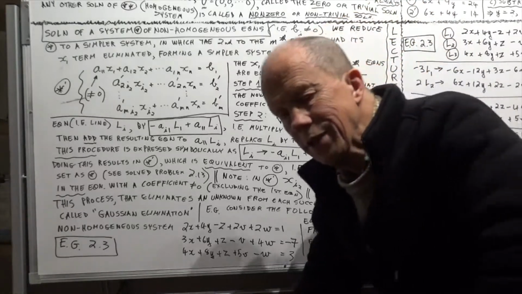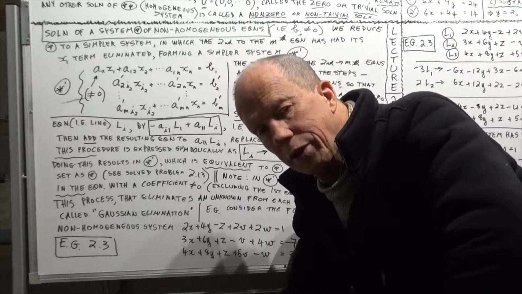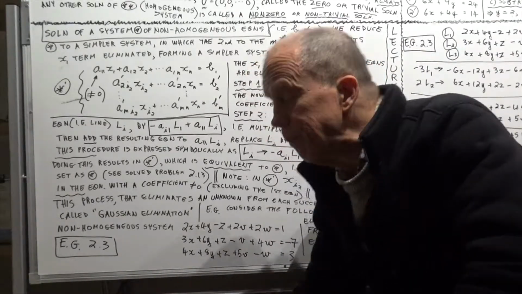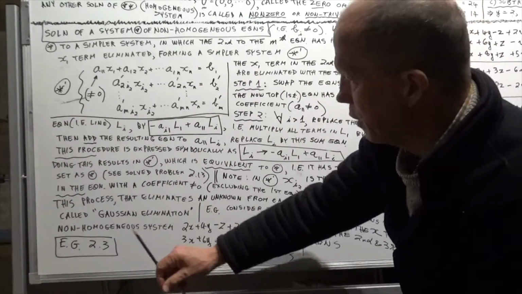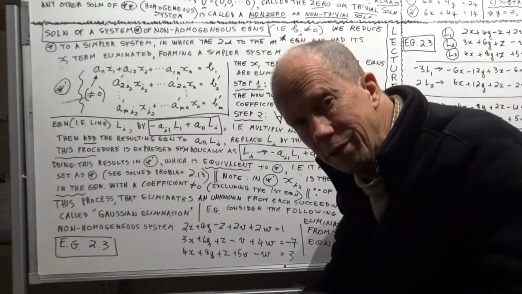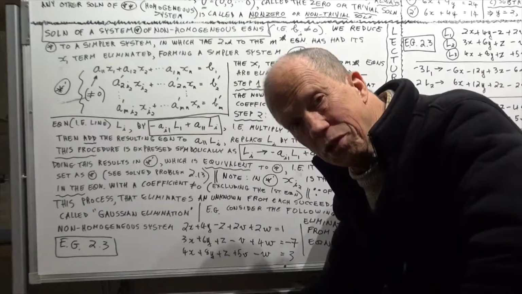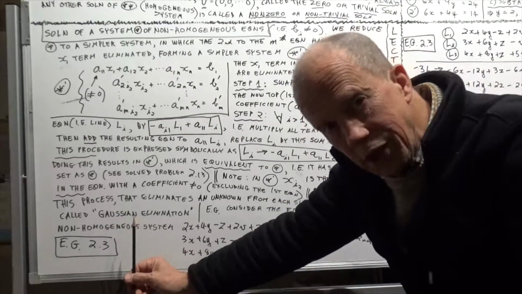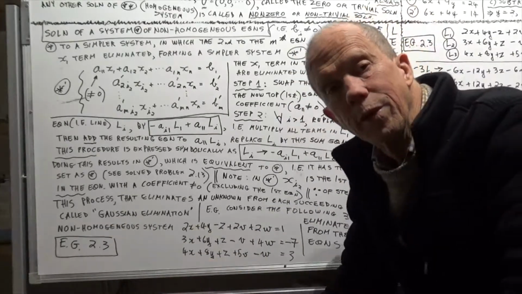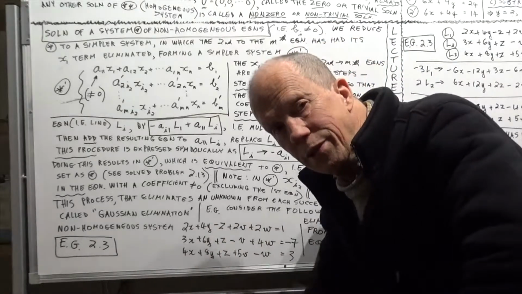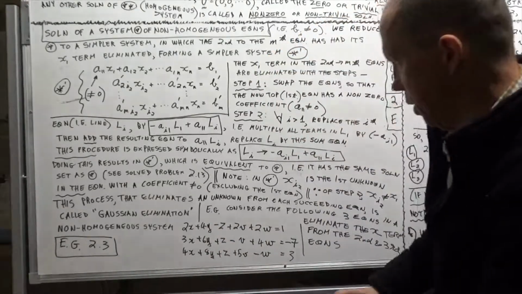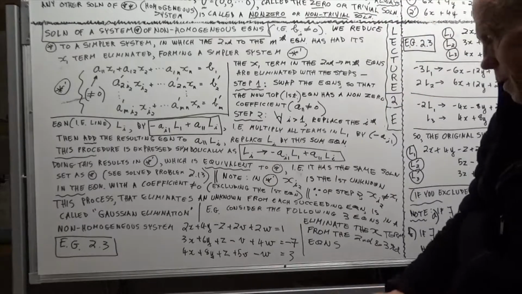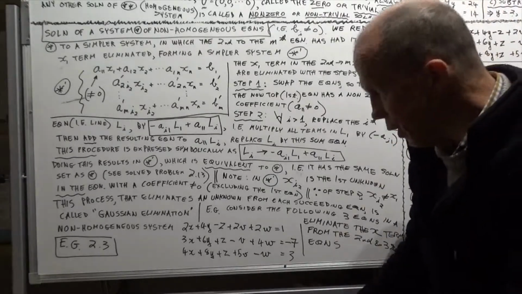Now, this process of solving linear equations by the elimination method was invented by Carl Friedrich Gauss, who's reputed to be the greatest mathematician who has ever lived. So it's simply called Gaussian elimination, the adjective. What this process I've been describing is called Gaussian elimination.